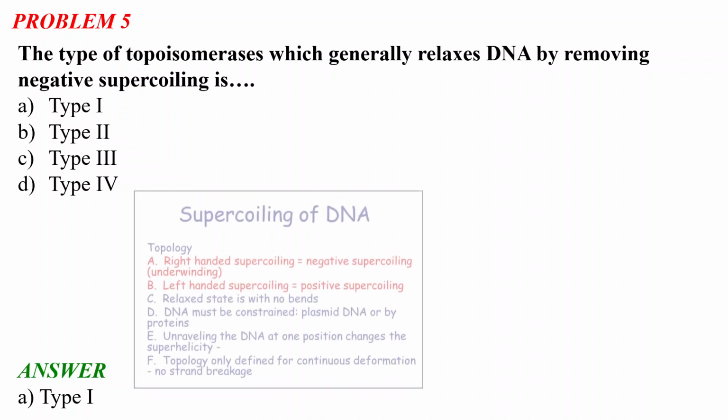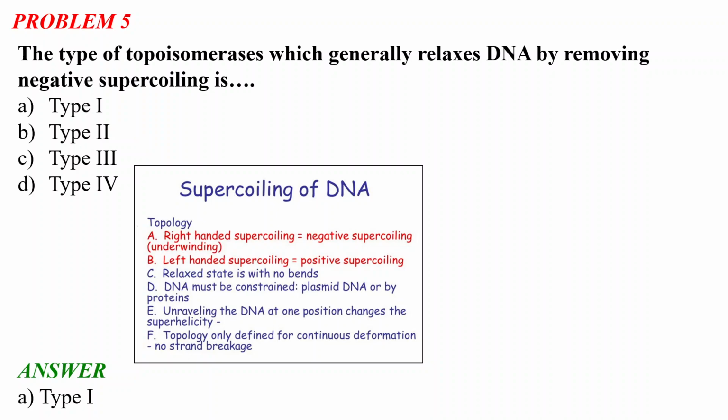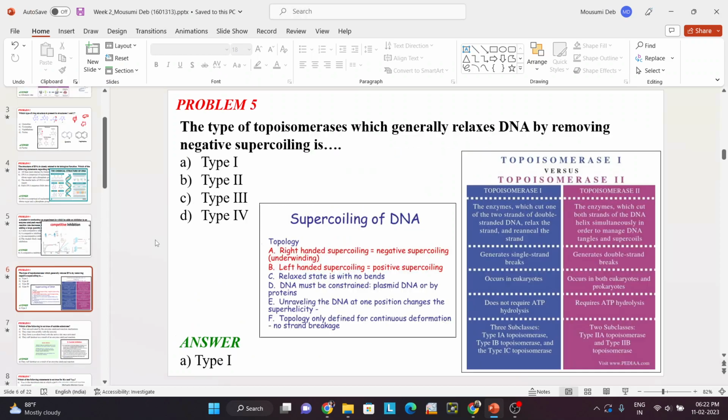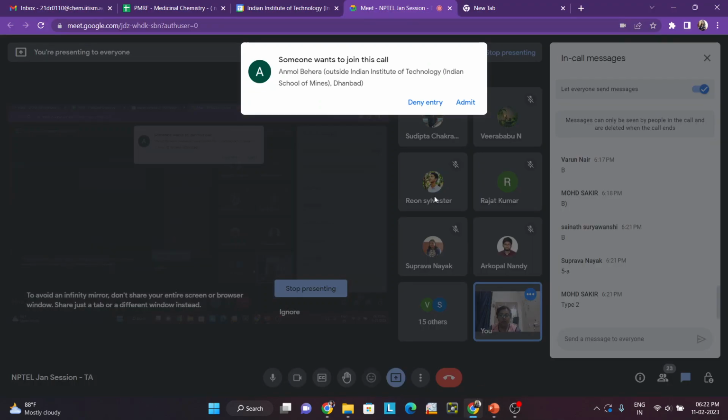So let us see. The supercoiling of the DNA, okay. Right-handed supercoiling is the negative supercoiling, and left-handed supercoiling is the positive supercoiling. So this is the topology. A relaxed state is with no bends, and DNA must be constrained, as in plasmid DNA or by proteins. Relaxing the DNA at one position changes the superhelicity, and topology is only defined for continuous deformation, that is, no strand breakage, okay.